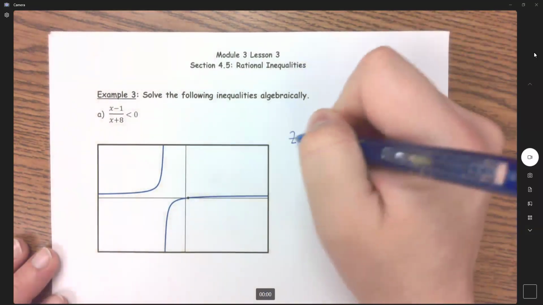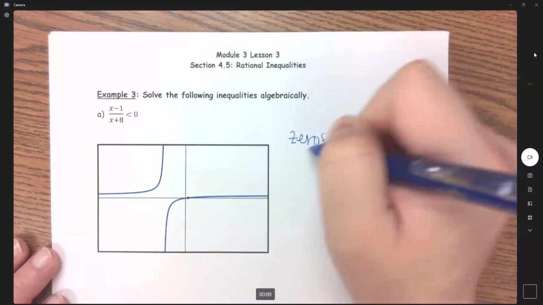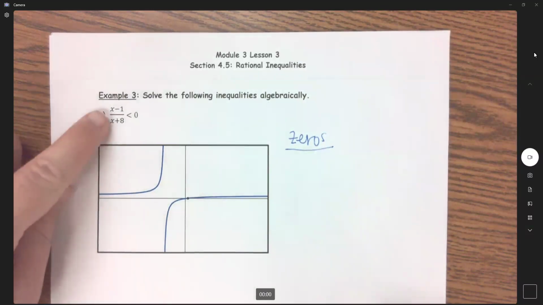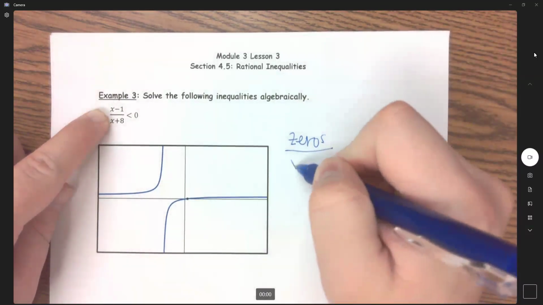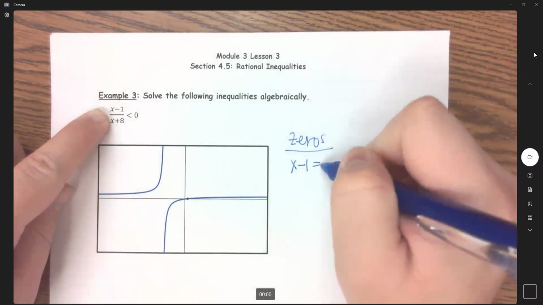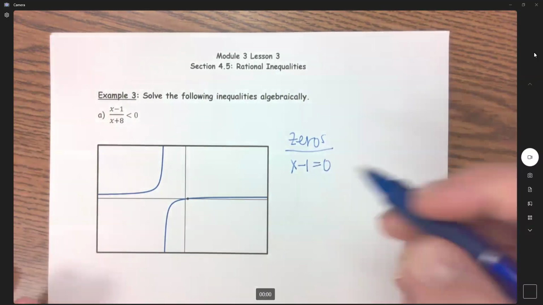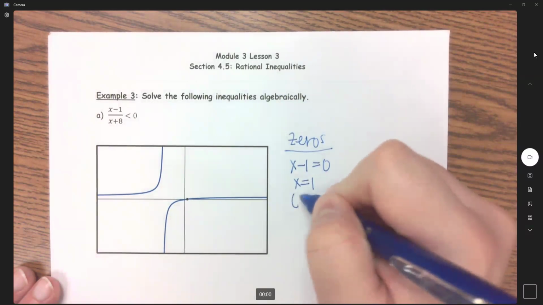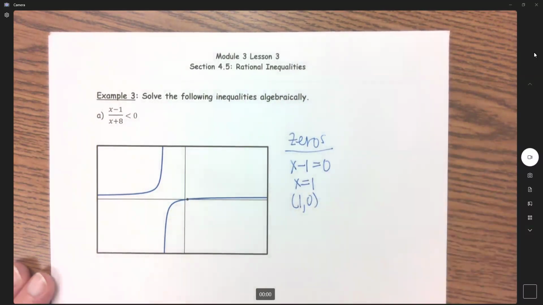So if I start with zeros, to find our zeros, you take the numerator and set it to equal 0. So here, we'll add that over, and we get x equals 1. So we have a 0 at the ordered pair, 1 comma 0. So that is where this is.